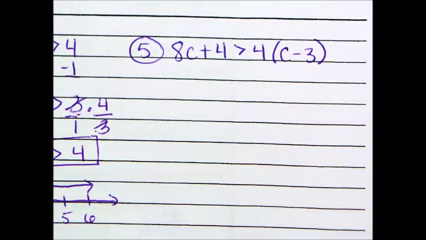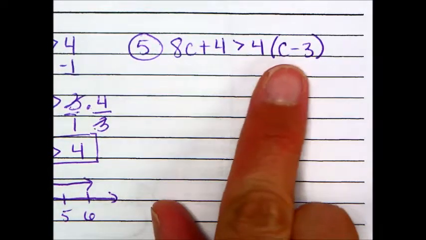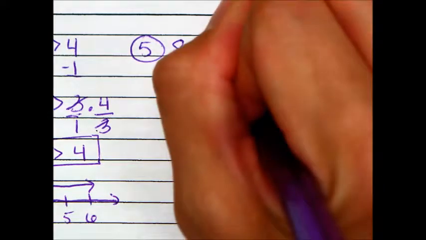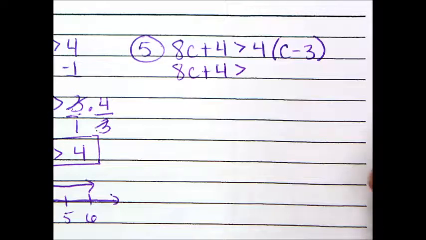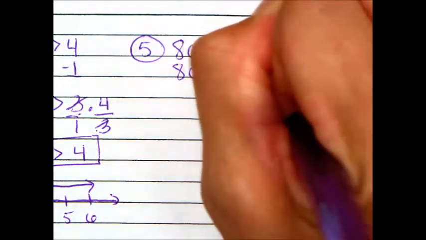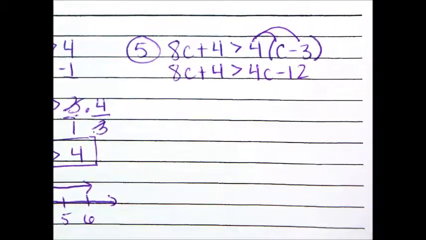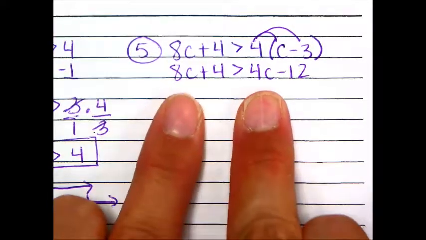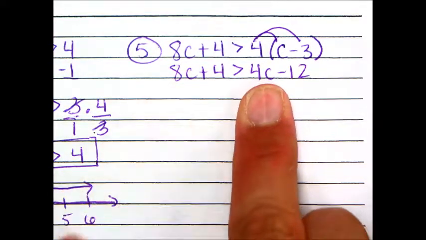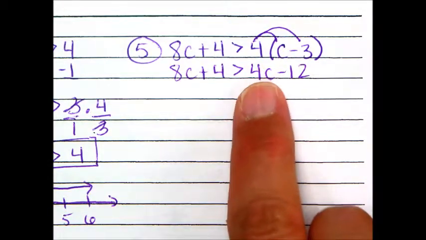For number 5, we add a few extra steps. We're going to actually have to use the distributive property, and we have variables on both sides. So we're going to leave the 8c plus 4 the same, our greater than sign. And then if we distribute, we're going to get 4c minus 12. And then we don't want to have a variable on either side, so we need to eliminate either the 8c or the 4c. Typically we go with the smaller number.